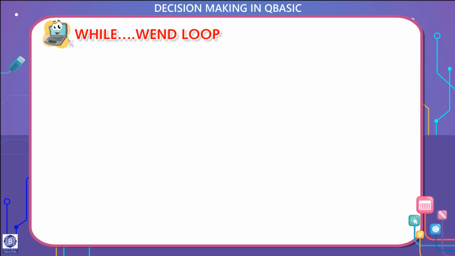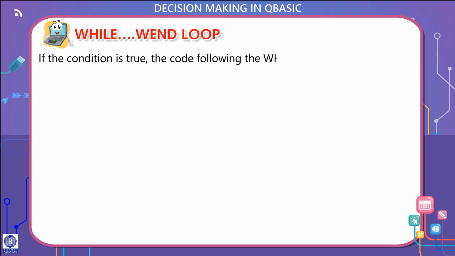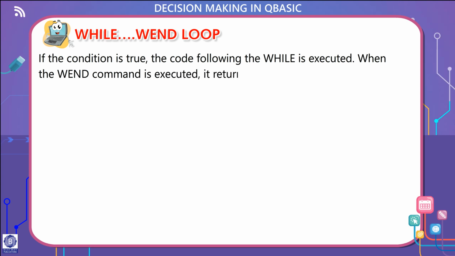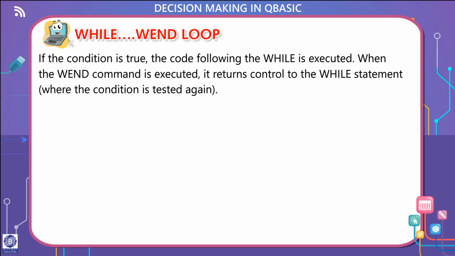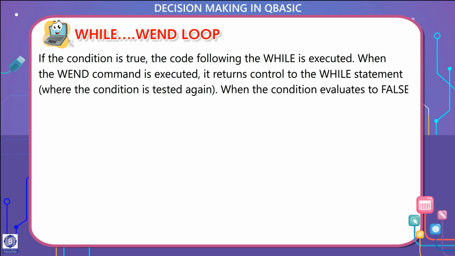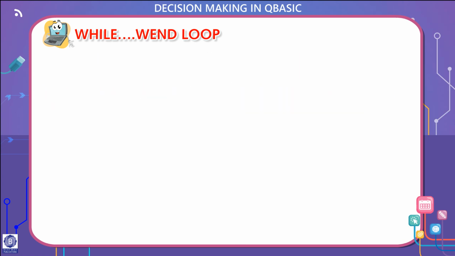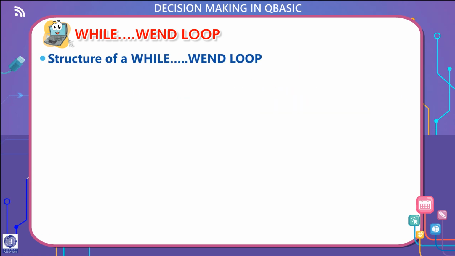End. While-wend loop. If the condition is true, the code following the while is executed. When the wend command is executed, it returns control to the while statement, where the condition is tested again. When the condition evaluates to false, control is passed to the statement following the wend. Structure of a while-wend loop.